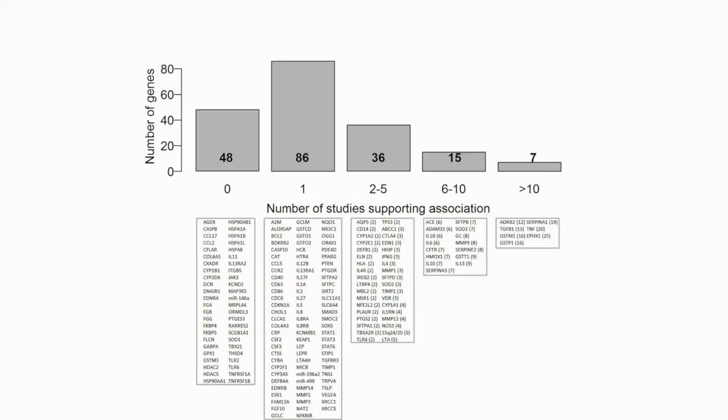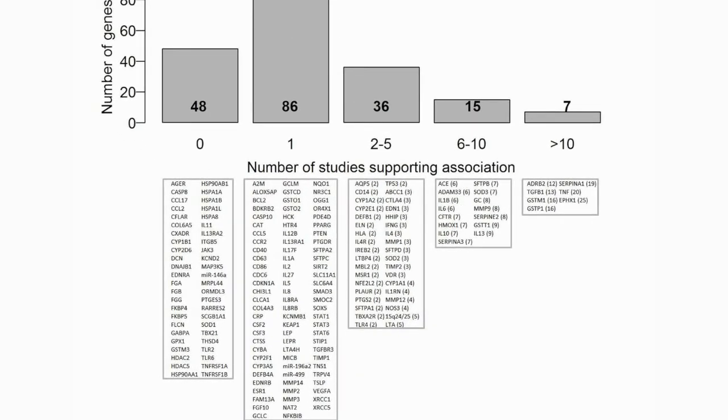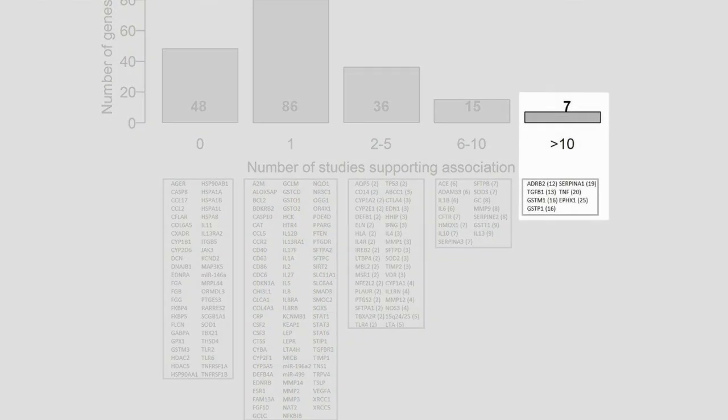So in Figure 1, I have illustrated all these 192 genes in one view. If you look at Figure 1, on the x-axis, you can see the number of studies supporting the associations, and on the y-axis, the number of genes. For example, if you look at the second bar, you can see that 86 genes were supported by at least one publication. Underneath that bar, you can see the 86 genes. You can also see in this figure that there are 7 genes that were replicated in more than 10 publications.